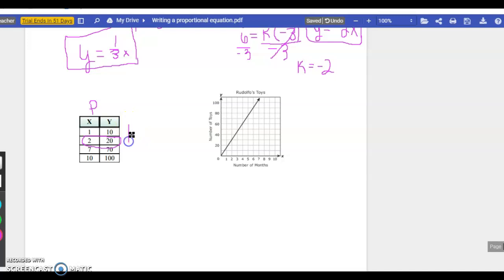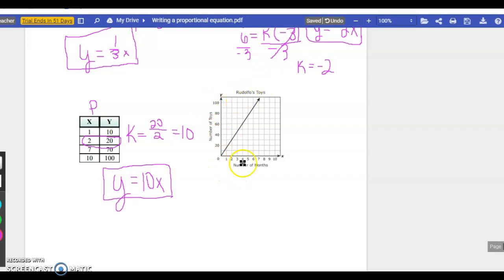I'm still going to do y over x or use our equation formula. So I would do 20 over 2, and we see that our k very easily is 10. So we're just finding that constant of proportionality. And so our equation would be y equals 10x. Very important that we're getting this last step and actually writing the equation with the letters x and y in it and our number for our constant of variation or constant of proportionality.